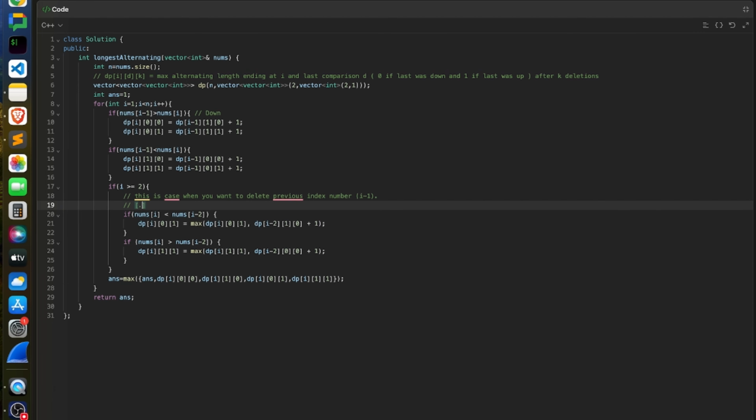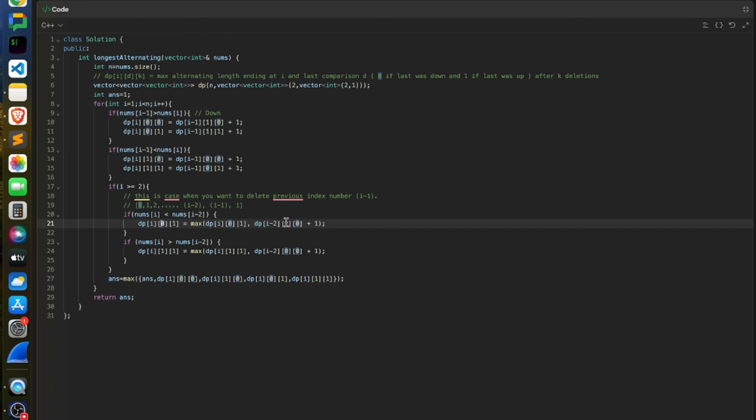You have started from 0, the numbers are 0, 1, 2, dot dot dot, then I minus 2, then I minus 1. These are the indexes, then current index I. So here I have deleted this number, right? So I have to compare I with I minus 2. So if nums of I is greater than nums of I minus 2, then just update dp of I, 0, 1. So 0 means your last comparison is going to be down, right? Because your current number is smaller than this number. So the only comparison which is possible is 0. So down.